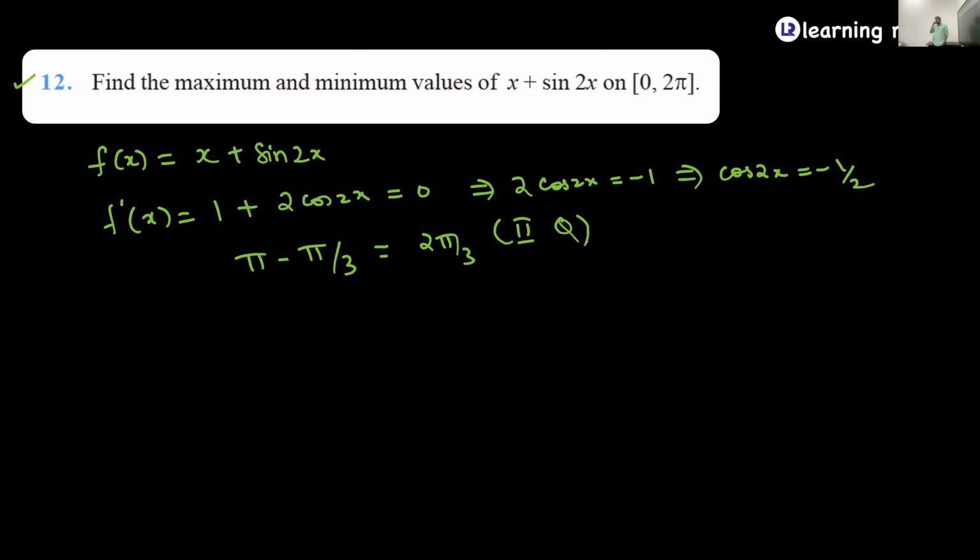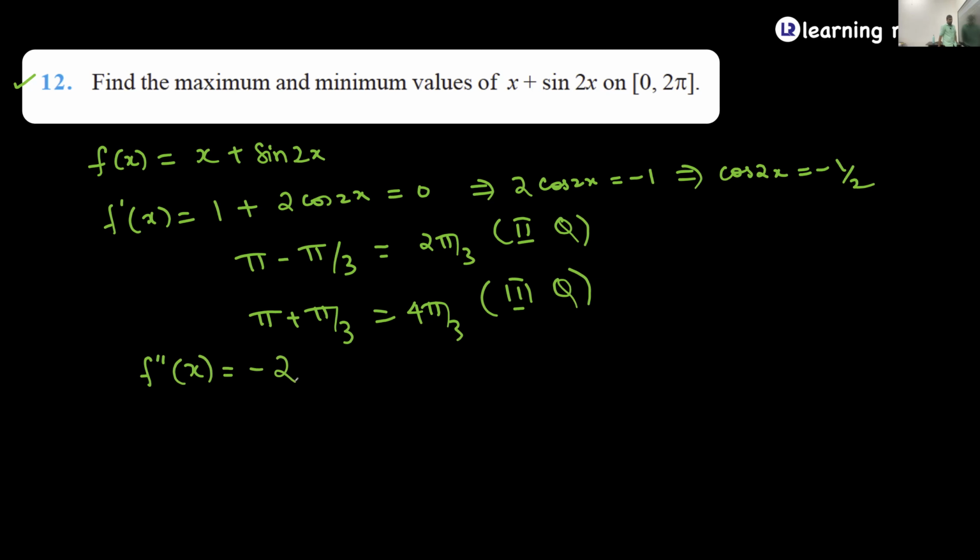Right. What about the third quadrant? 4 pi by 3. How did you get it? It is pi plus pi by 3, which is going to be 4 pi by 3, and this is going to occur in the third quadrant. Right. So what is f double dash of x? f double dash of x is minus 4 sine 2x.